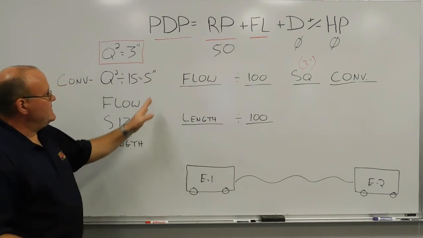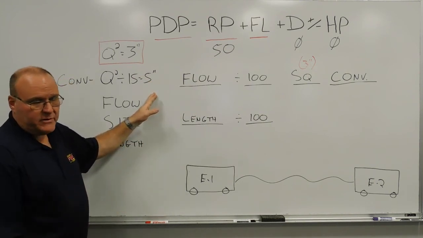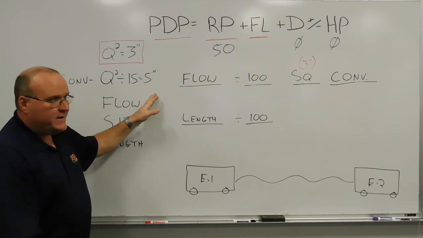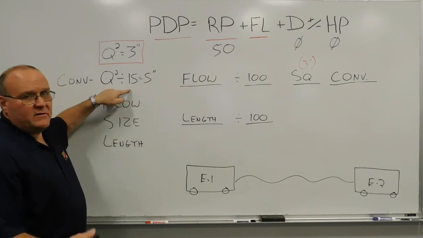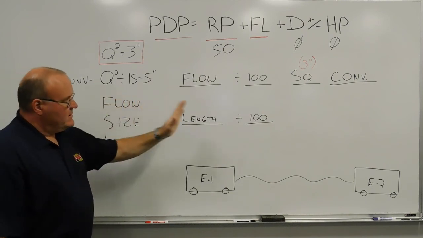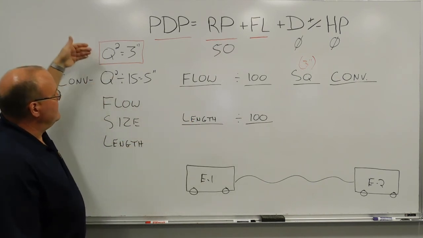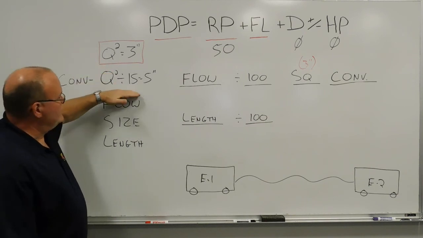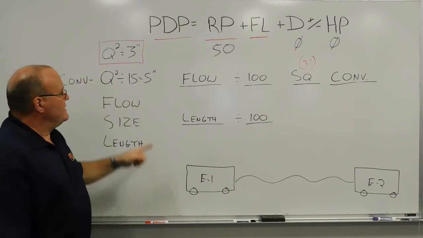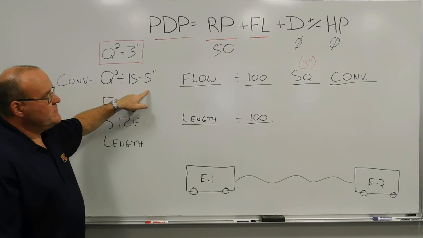If we were dealing with 6-inch hose, even larger hose, the friction loss drops significantly, and that conversion factor would be divided by 30. We're not going to go into that today, but if your department uses 6-inch hose, just be aware that the conversion factor from 3-inch to 6-inch is divided by 30. So 15 for 5-inch hose.